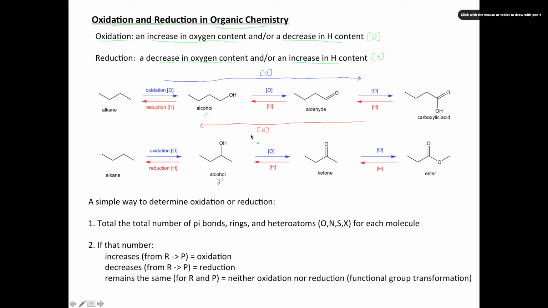Okay, a couple things we can notice. An alcohol compared to an alkane is an oxidation. And if I go from an alcohol, that can be oxidized into an aldehyde. Aldehydes can be oxidized into carboxylic acids, and alcohols can in fact be oxidized all the way into carboxylic acids.